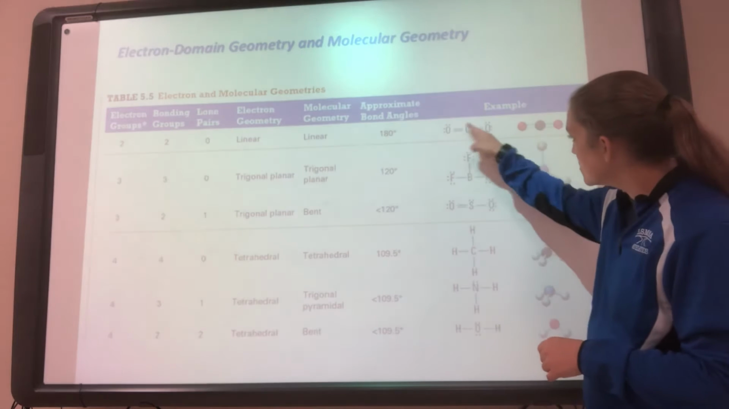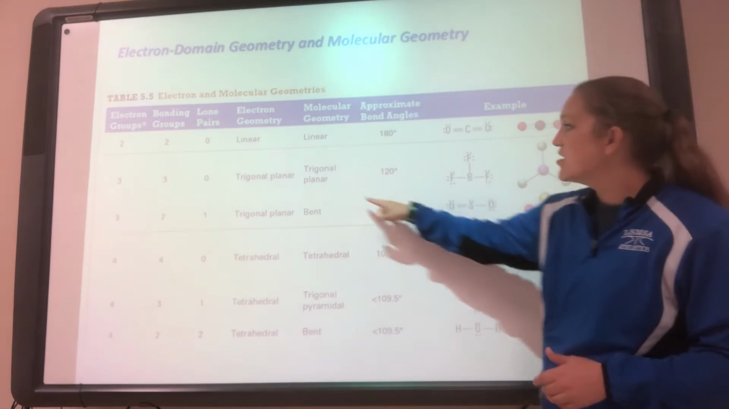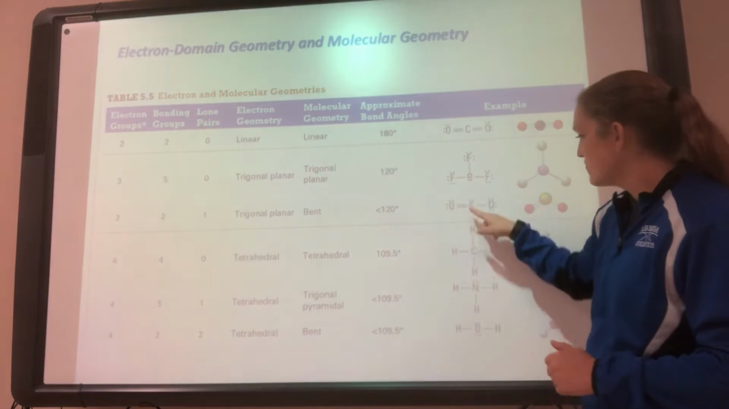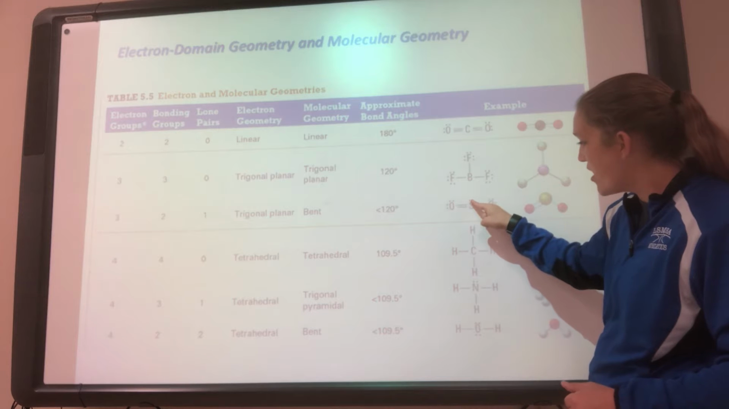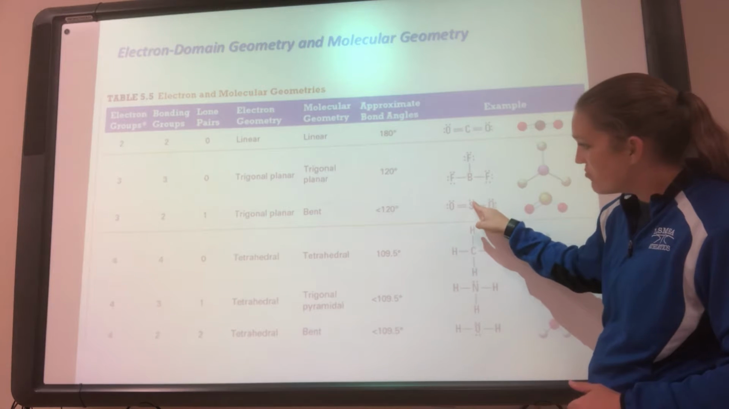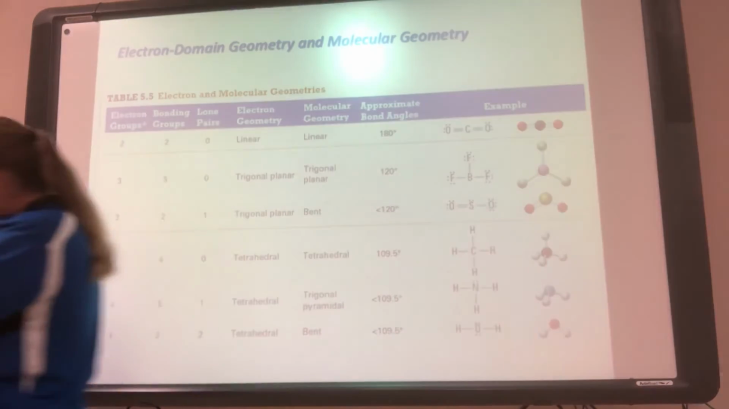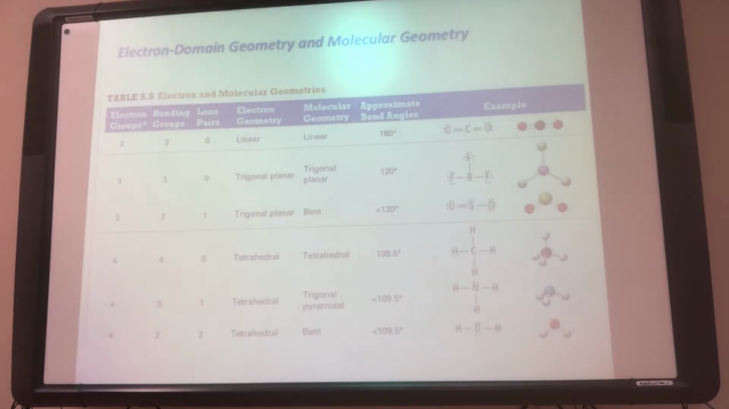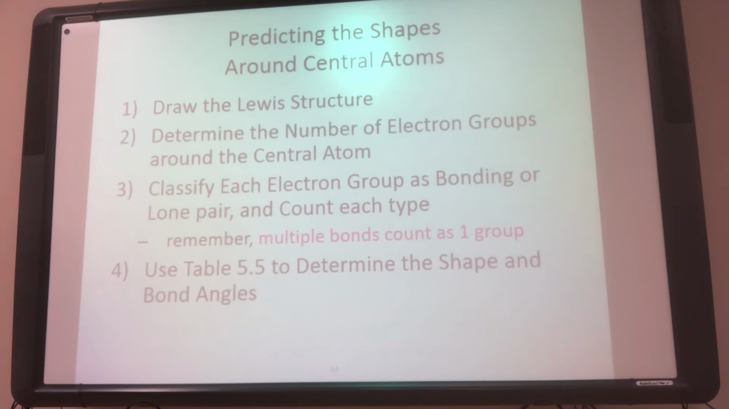You should be able to count and say, okay, this is 3, so it's trigonal planar, and they're all bonds, so it's just trigonal planar, trigonal planar. This is 3, which means it's trigonal planar, but one of those is a lone pair, and so this is the subgroup of trigonal planar, which is bent, okay? You want to be able to read this table and understand how to use it. With that, now you can start predicting the shape.